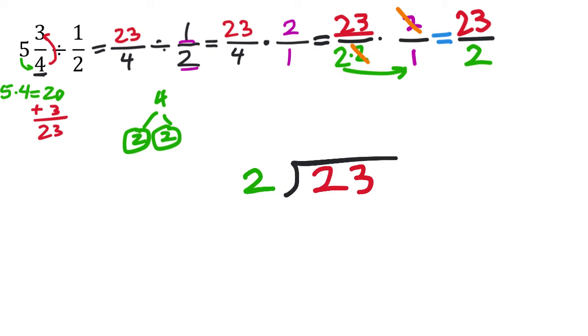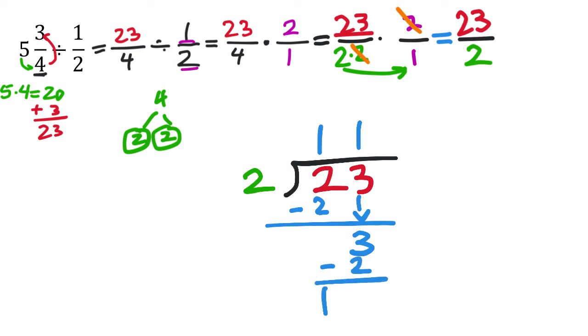2 will go into 2 one time. 1 times 2 is 2, and that zeroes out the 2, so I'll drop the 3. 2 will go into 3 one time. 1 times 2, seems like we've seen that before. But that gives me a remainder. I'll use a different color here. A remainder of 1. And that remainder is crucial because it's part of the mixed number.